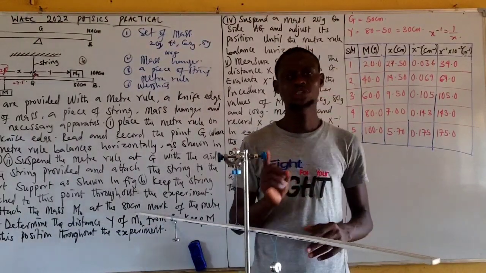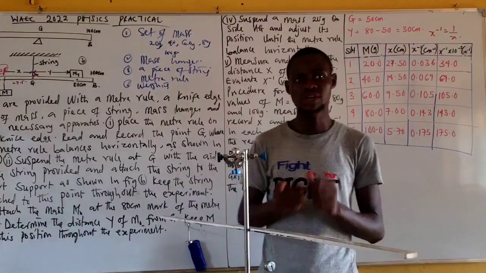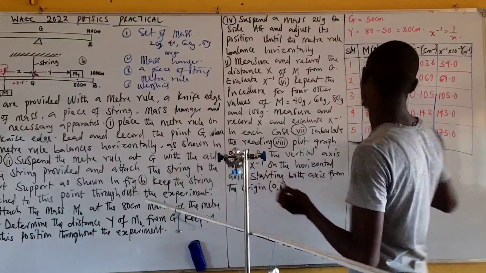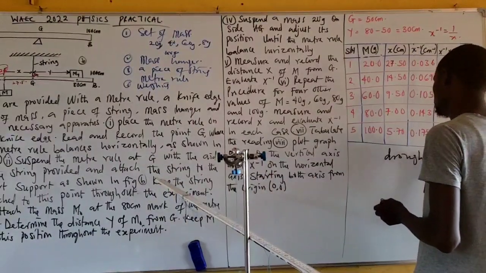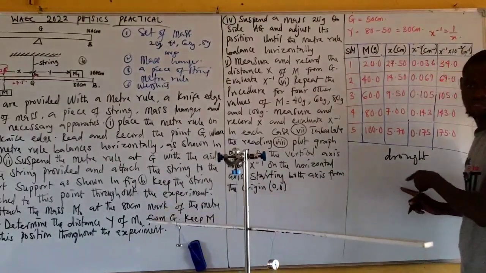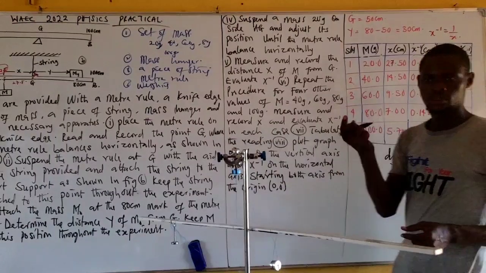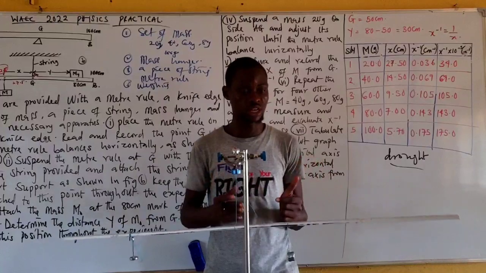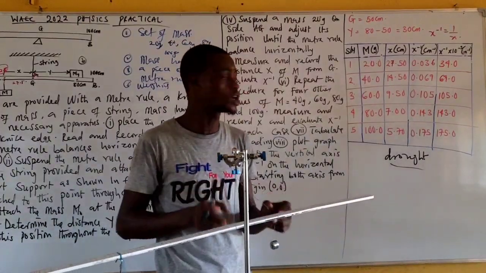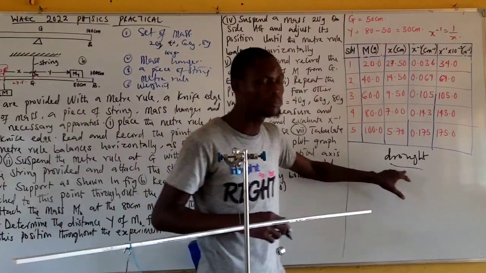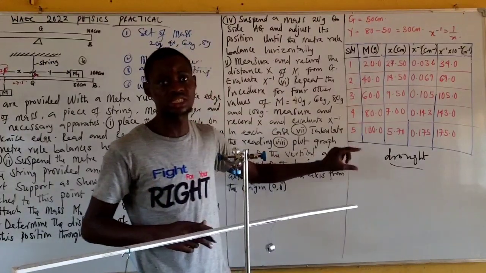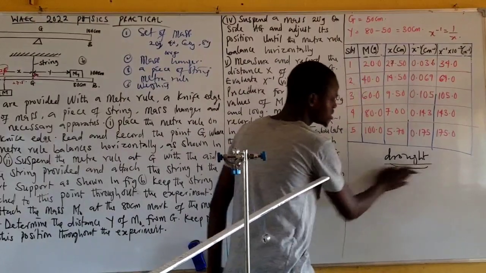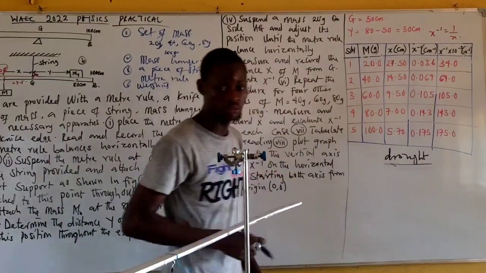One of the major precautions that you need to write down is that you need to avoid draughts, which is spelled D-R-A-U-G-H-T-S. This draught is caused by wind. The meter rule might not be balanced when there is wind blowing in a different direction. It might change the balance point of the meter rule. So you should put in your precautions that you avoided draughts when taking your reading from the meter rule, because wind might disturb the balance point of the meter rule.